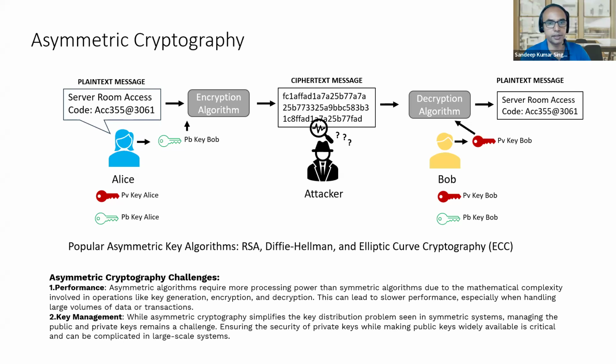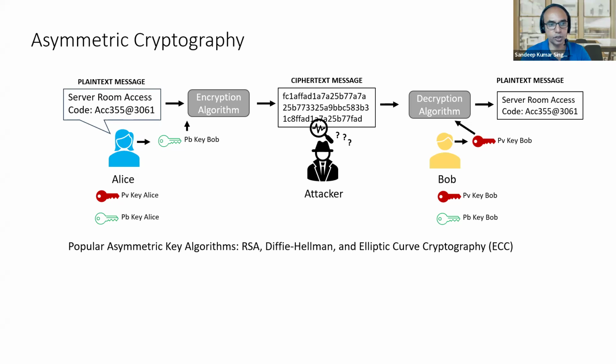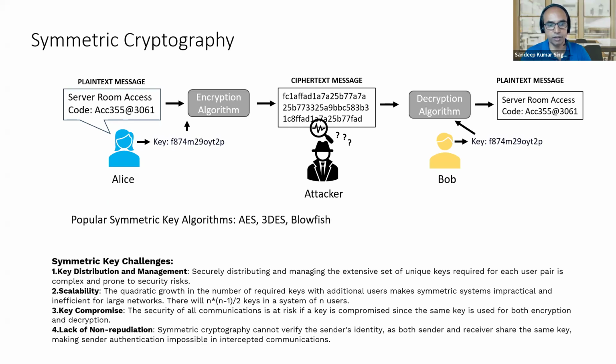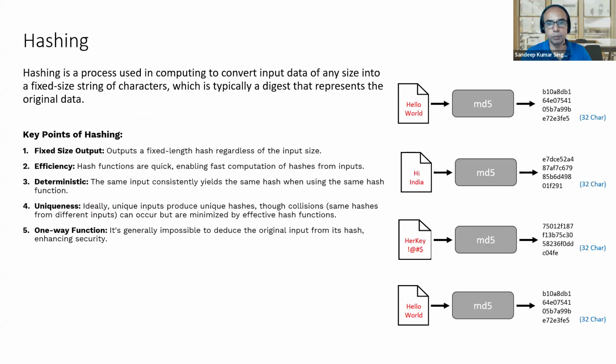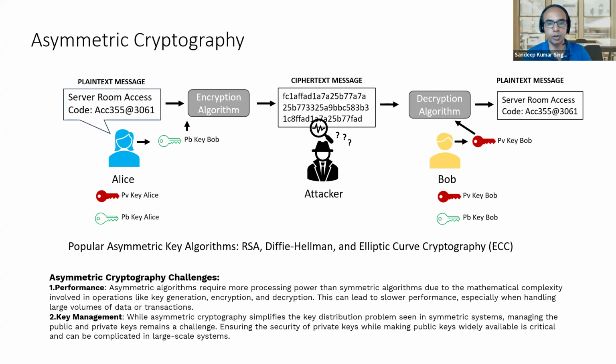Performance speed, we already discussed that's a challenge, right? And key management is not as big a challenge as in the case of symmetric key cryptography, because the number of keys required for, say, 10 users would be 10 into 9 by 2, which would be 45, right? Whereas in the case of asymmetric cryptography, it would be just 20, because each user would have two keys, and with that they can communicate with each other.